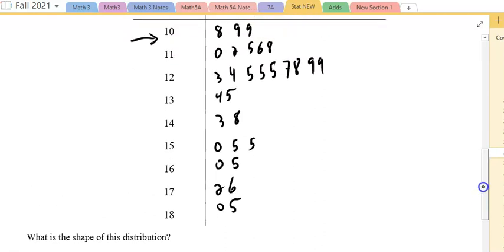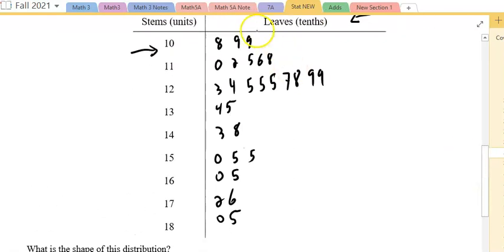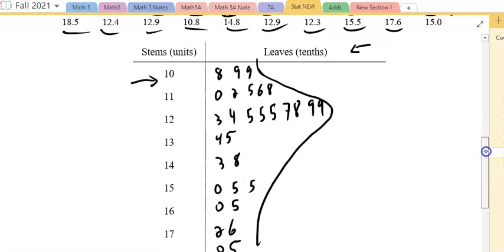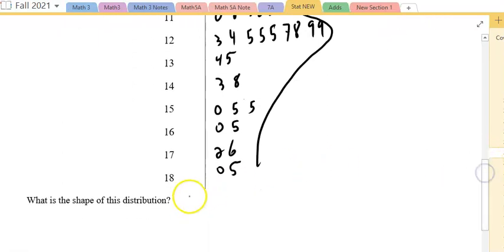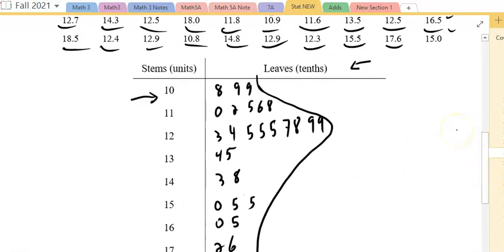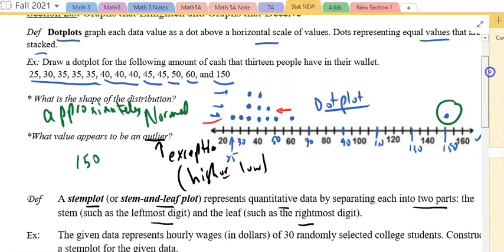What is the shape of the distribution? Try to put a curve around it. You could say approximately normal, but not really. It's skewed to the right. So that's one main benefit of looking at those types of plots. Same thing here, the way we showed.